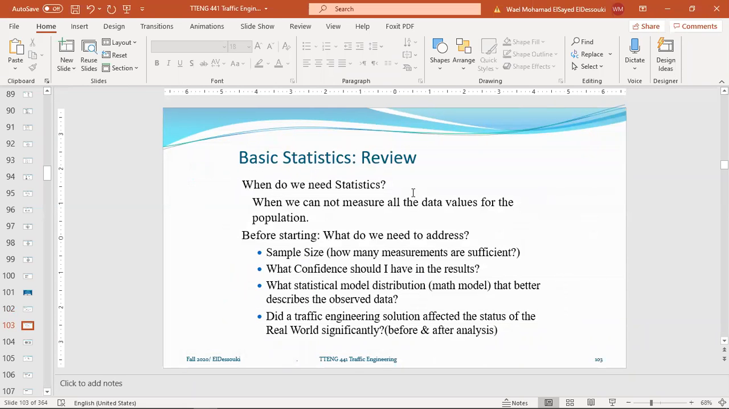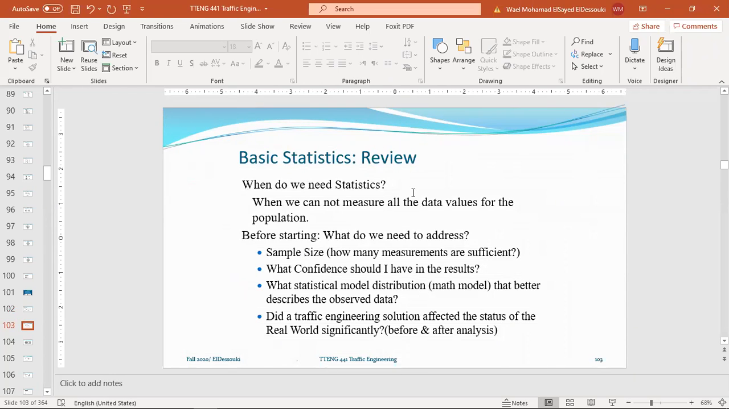Okay, when do we need statistics? When we cannot measure all the data, and that's the case in traffic systems. We cannot measure all the speeds of the vehicles all the time, but we have to sample speed, for example. Okay, so how can we do that?